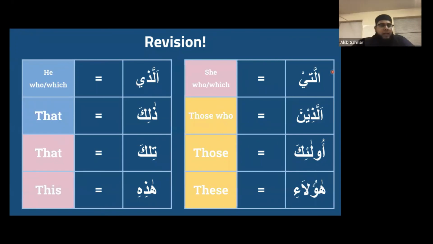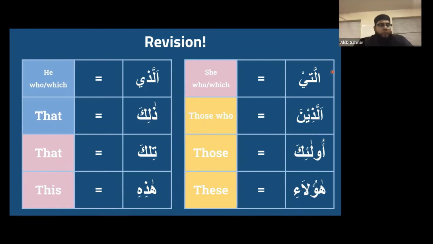Okay, but yeah. So this is hadihi, feminine, right? Obviously, the color pink is feminine, blue is masculine, and yellow is plural. That was just to indicate the genders of it, right? So that's how much we did.